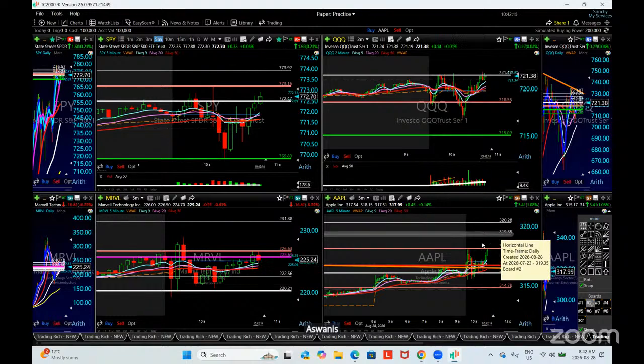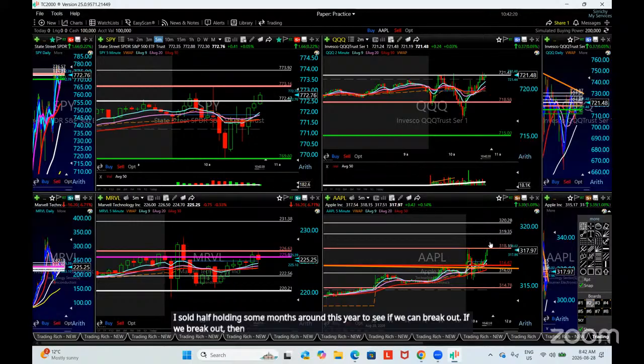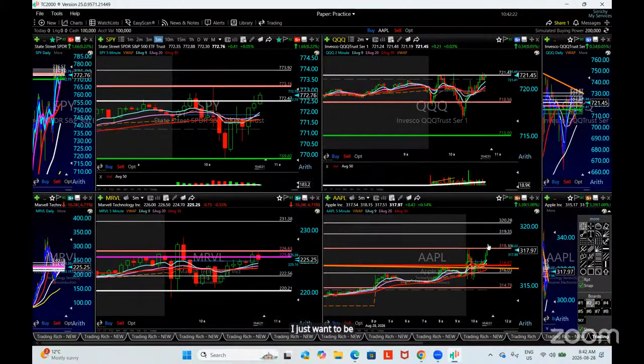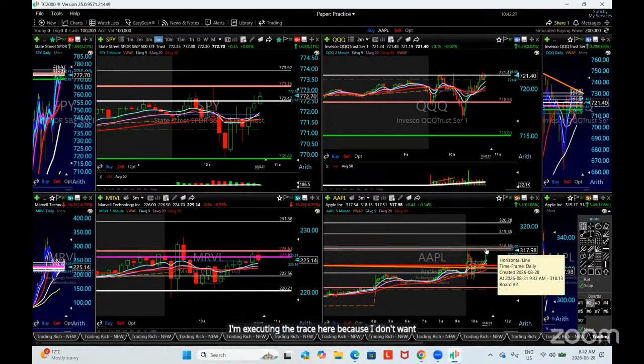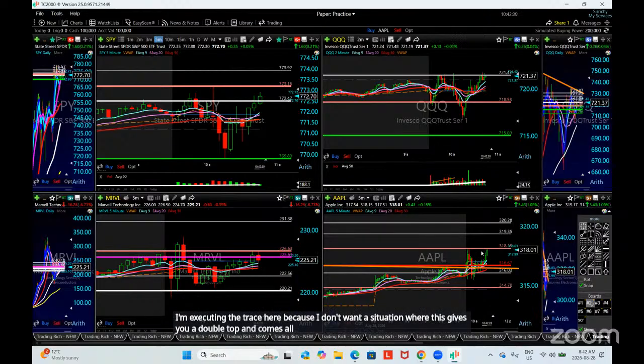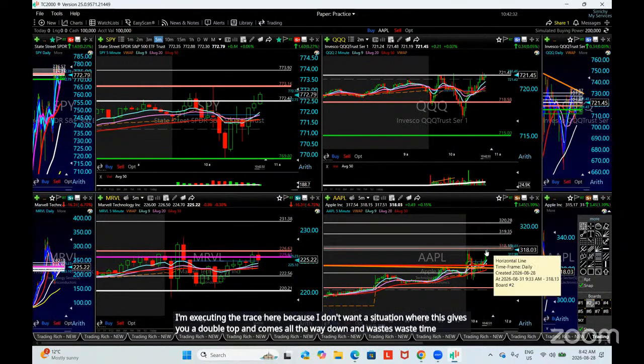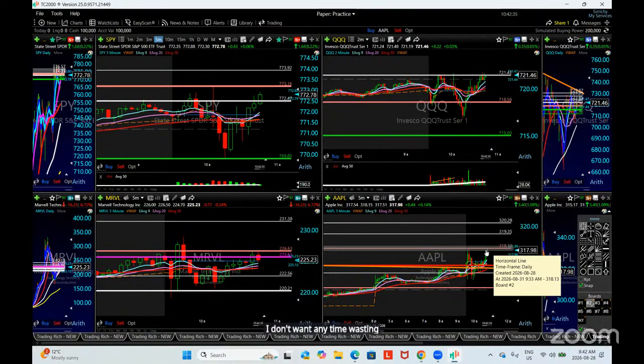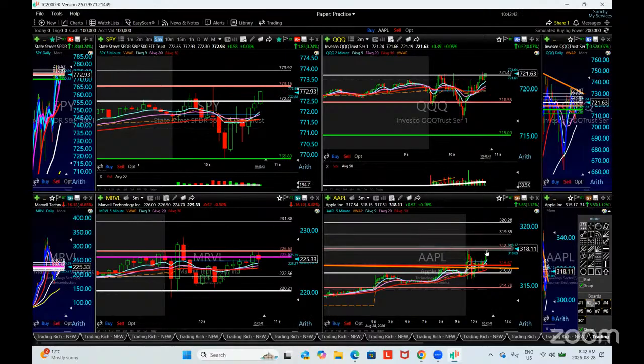So taking some profit off, holding some as runners. I sold half, holding some as runners here to see if we can break out. If we break out, then I'll add to it. I want to make sure I'm executing the trades here, because I don't want a situation where this gives you a double top and comes all the way down and wastes time. I don't want any time wasting trades here this morning. So take profit. SPY is ripping. So SPY, I have two types of strike. I have one expiring today and one expiring on Monday. So we'll hold the two and see how it goes.